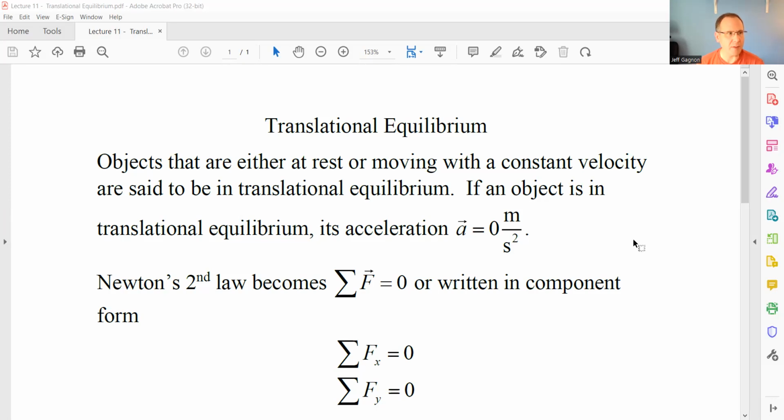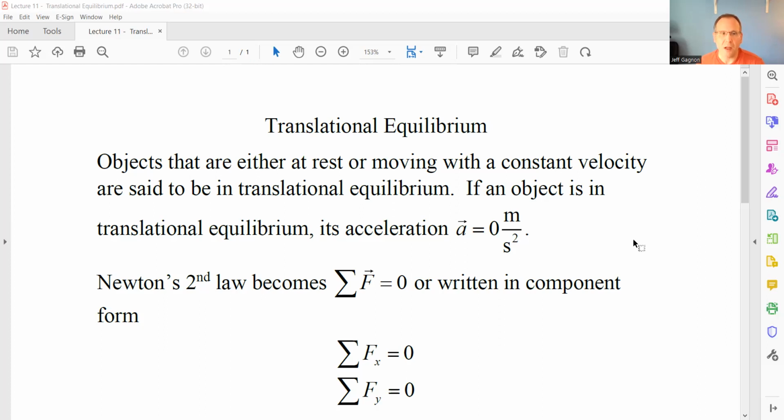Now remember, if an object is at rest or moving at a constant velocity, then that means its acceleration, which is a change of velocity over change in time, must be zero, because the velocity is constant or zero. So the key thing here is objects that are in translational equilibrium have an acceleration of 0 meters per second squared.